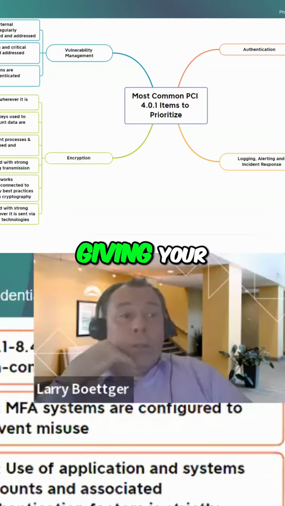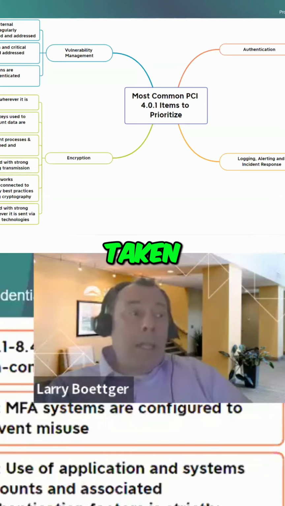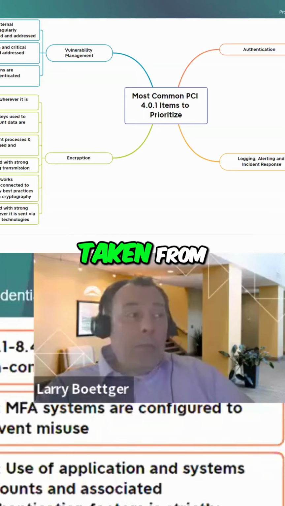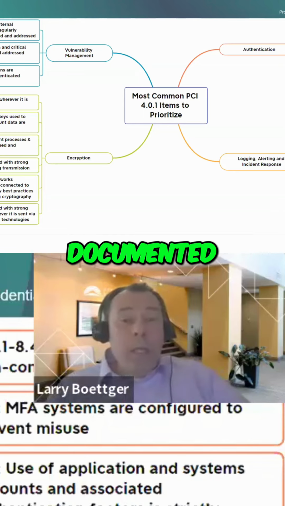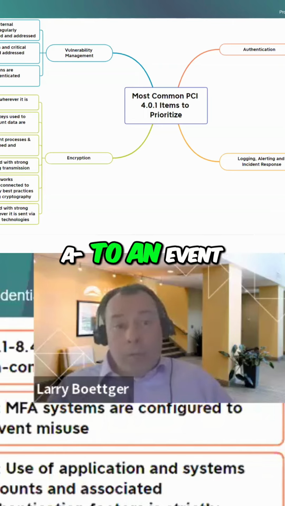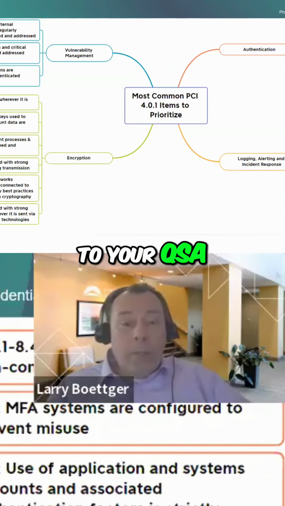And then finally, logging, alerting, and response. It's no longer just giving your configuration of your SIEM over to your QSA, but it's any action taken for whatever alerts came from your SIEM. Any action taken from that SIEM is documented, and actions have been taken to move the alert to an event or an incident, and all that documentation will also be provided to your QSA.